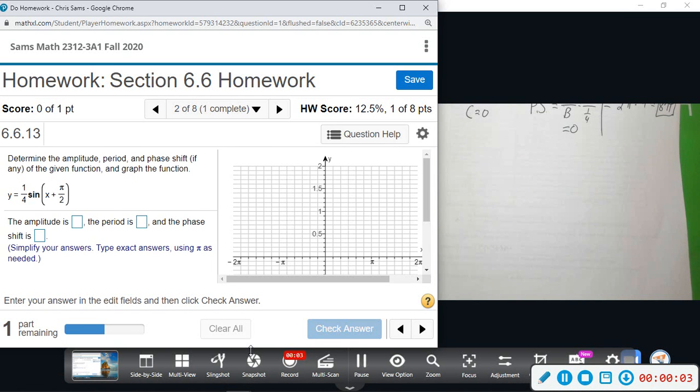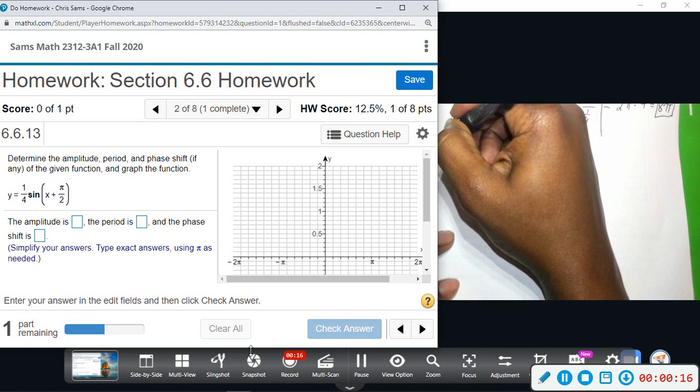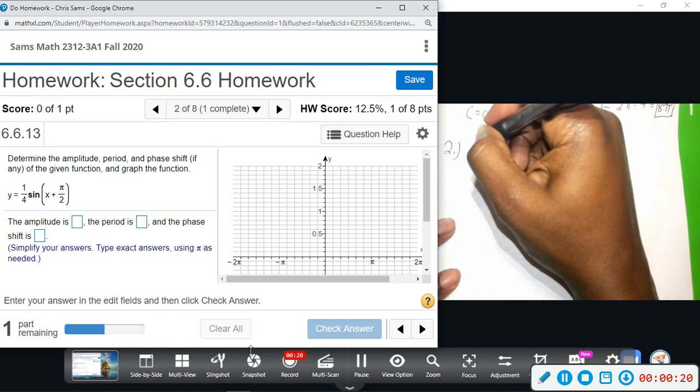All right, number 2. Again, we have a function. We're going to identify the amplitude, period, phase shift, if any, and then we're going to graph it. All right, so the amplitude is the given one. That's the one that doesn't take much effort to find. So let me write this down.